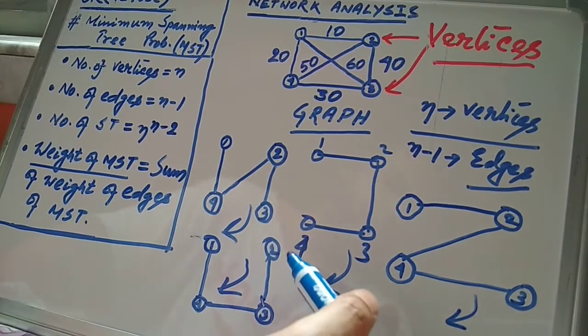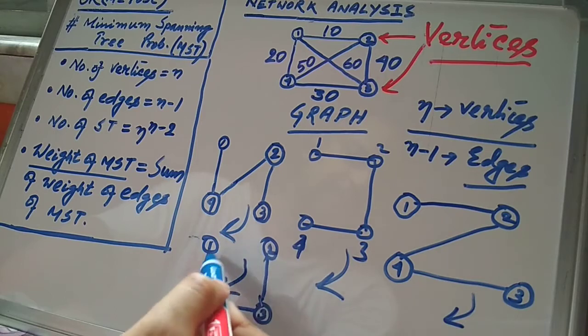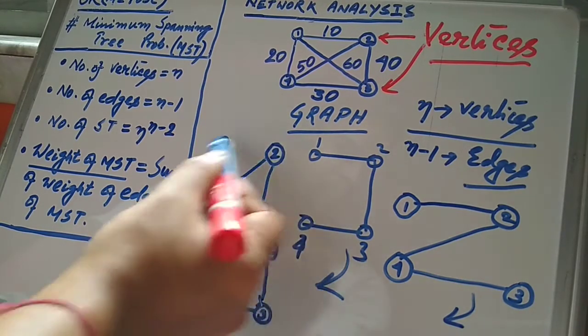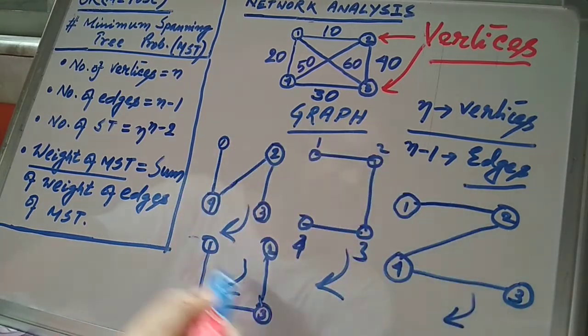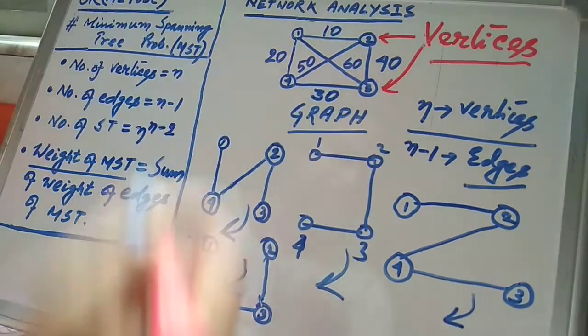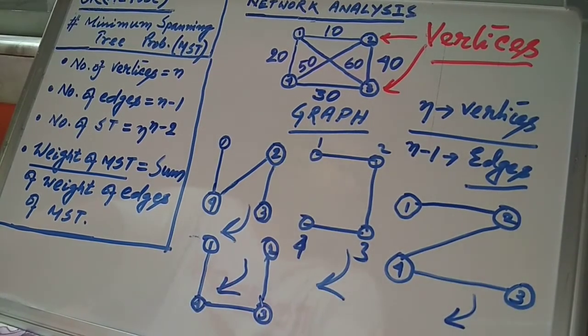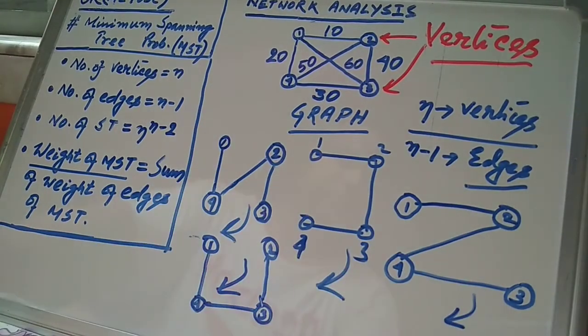If you make a loop just like that, if you join this one, it will become a loop, or you join this one, this will become a loop, and this one, it will become a loop. Then it will not be a tree, it will be called a graph. So only these 4 possible spanning trees you can draw out of this particular network.